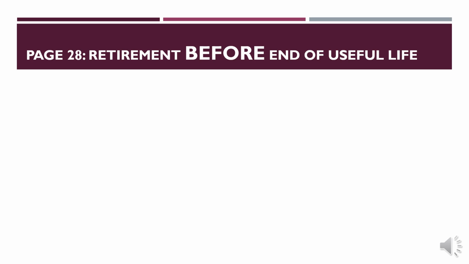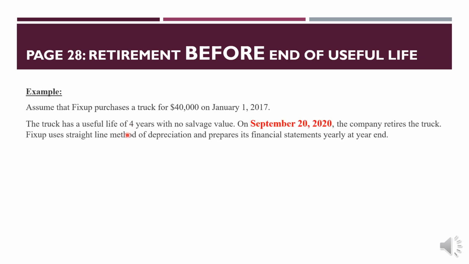What if the retirement was done before the end of the useful life, which means that the plant asset is not fully depreciated before retirement? An example found on page 828 is: assume that FixUp purchased a truck for $40,000 on January 1, 2017. The truck has a useful life of 4 years with no salvage value. On September 30, 2020, the company retires the truck.